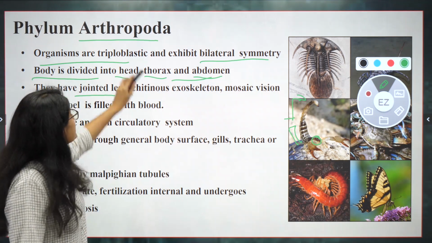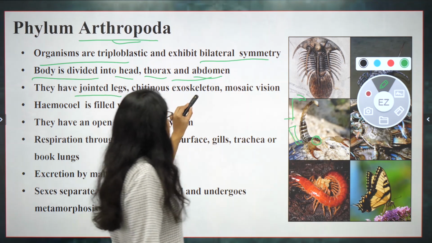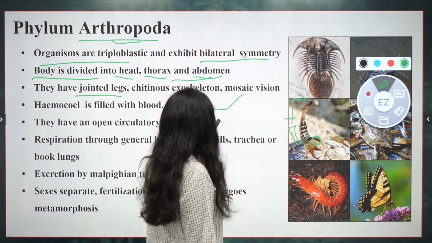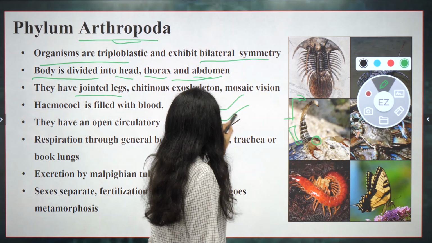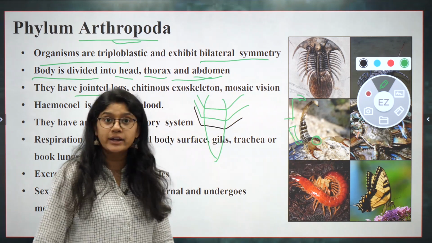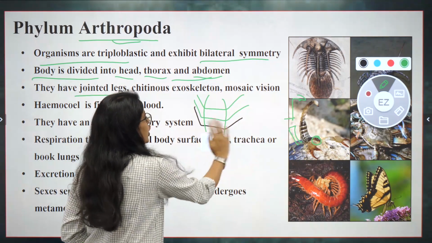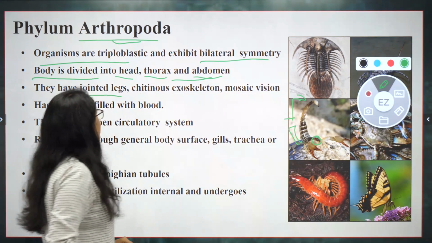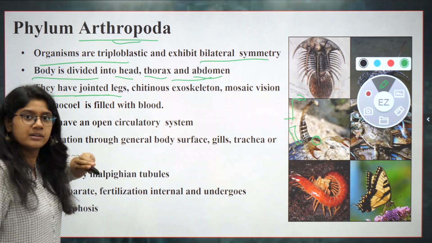Okay? So what happens, everyone? Arthropoda have joint legs like this. Their legs are joined. In between, the organ is there, and the legs are completely joined. So Arthropoda means joint legs. Okay? So they have joint legs.